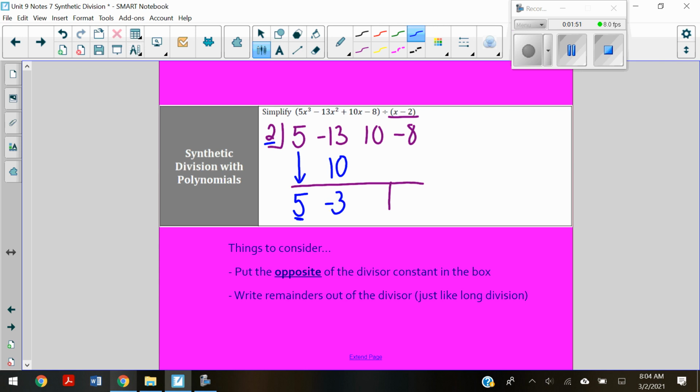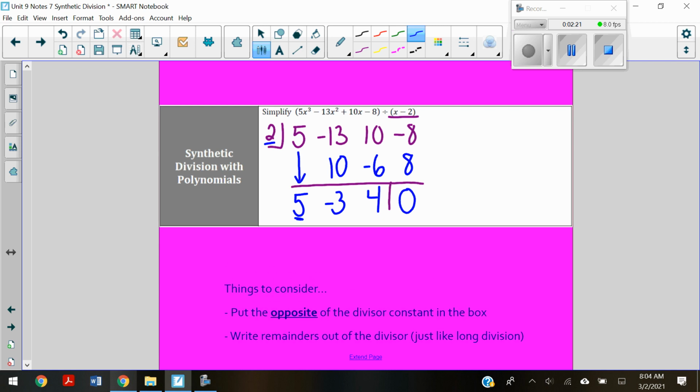So it's a number we wrote on the bottom, so we're going to times it by the 2 in the box. Negative 3 times 2 is going to give us a negative 6. And 10 plus negative 6 gives us 4. And 4 times 2, we have 8. And negative 8 plus 8 is 0. Now you might be wondering, what's this little extra space there for, the little kickstand? That's where the remainder goes. So if we get a 0 in there, we have no remainder. So this problem doesn't have a remainder.